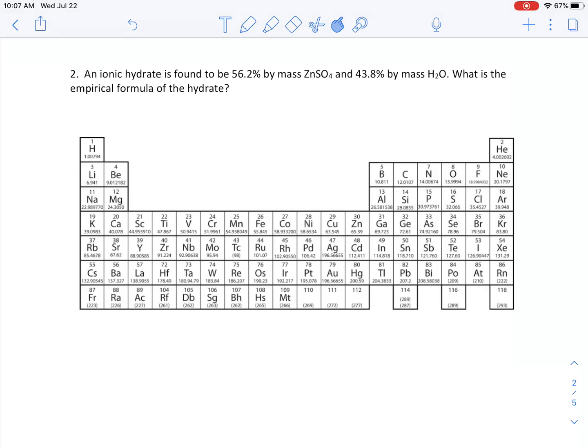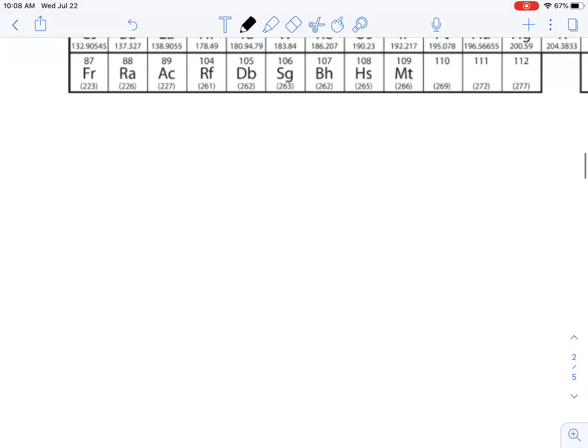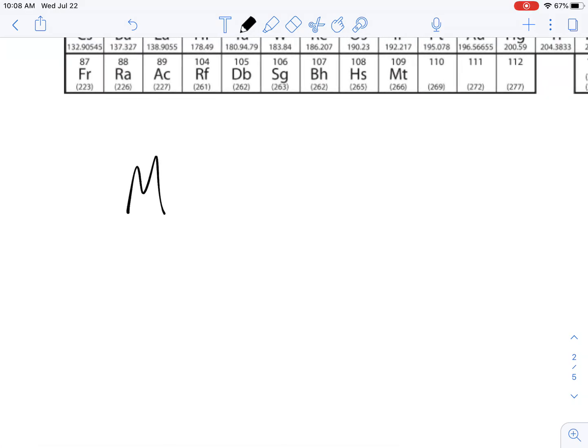Number 2 is going to look familiar. We've done these type of problems before. The only difference is that now we are applying them to hydrates. So remember that in the previous problems, I told you that it was a certain amount M and a certain amount Z, and you were able to figure out what the moles were here and the moles were here, so you could figure out what the formula was.